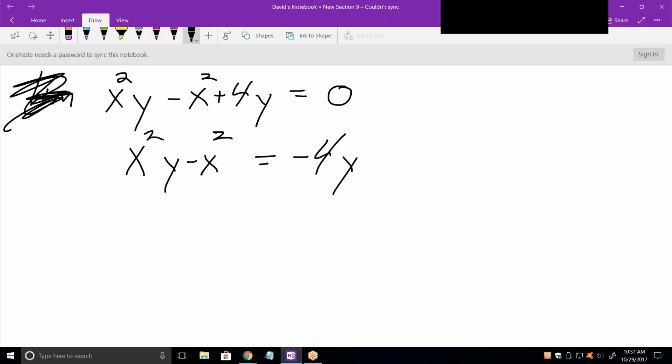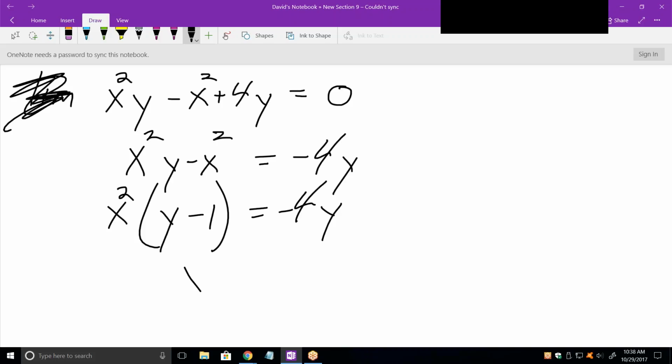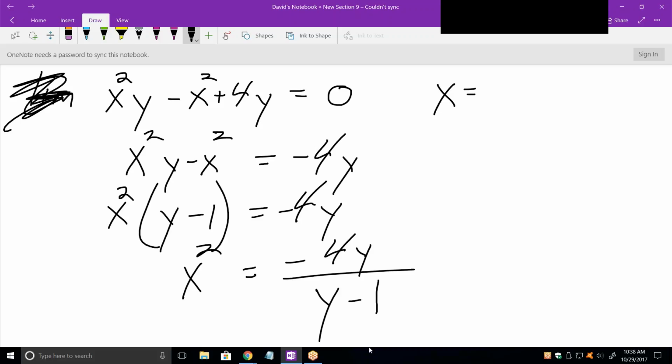Okay. And now, what can you do on the left? You can pull out an x squared. Yeah, factor out the greatest common factor, leaving that. And now you can see that x squared can be solved for as a function of y. And so x is equal to what? Is equal to the square root of what you just wrote, plus or minus the square root of that.